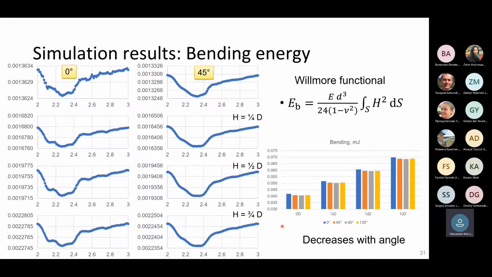As for bending energy, this is our Willmore functional. Again, in each group, on average, the larger the bleb, the higher the Willmore energy, but inside each group, this bending energy slightly decreases. This is because the bending energy characterizes the waves on the surface of the vessel. So the more complex the flow, the smoother the surface of the vessel.